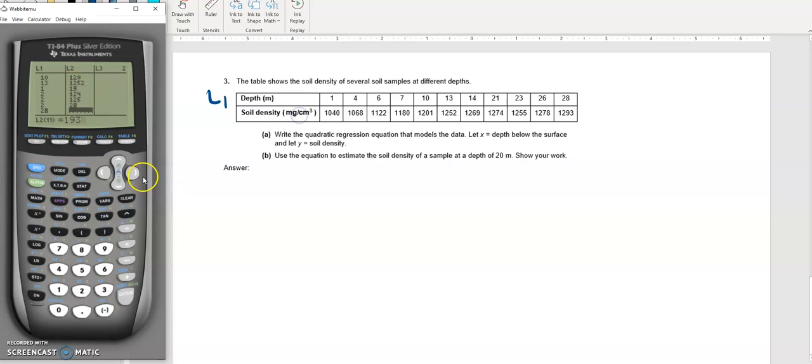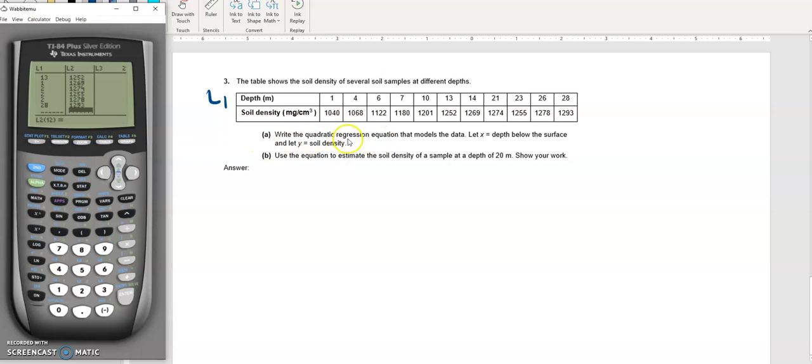Uh-oh, somehow I got a little bit goofed here. Not all my numbers were going in. Okay, let's try this again. 1068. Oh, why is it not reading that? It's going a little fast. Okay, so I've got all my data entered.